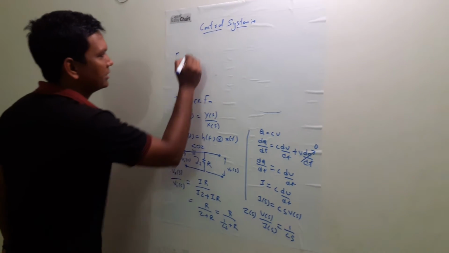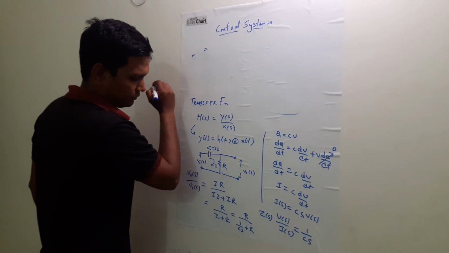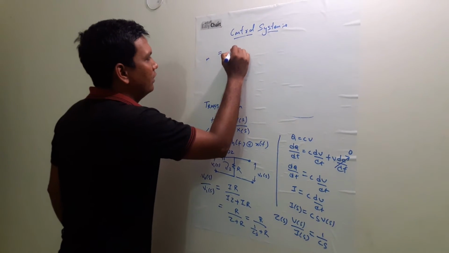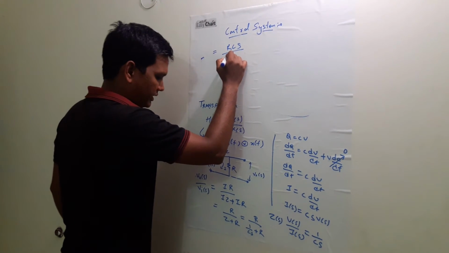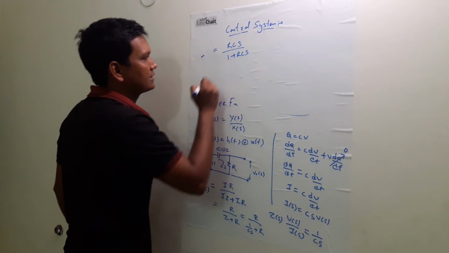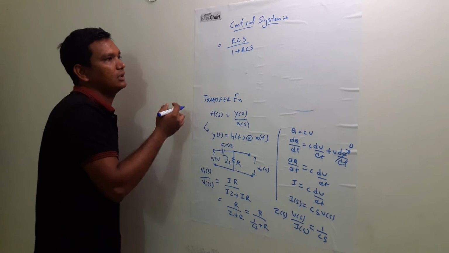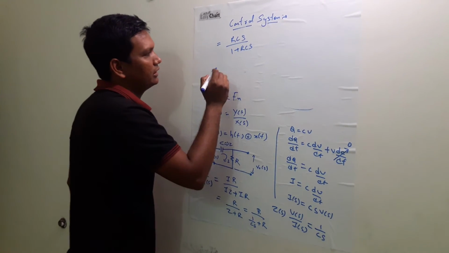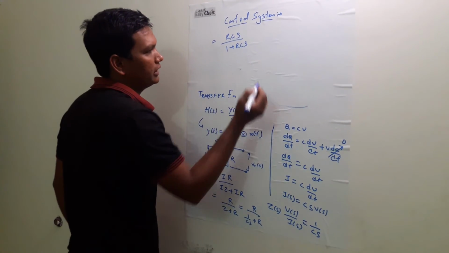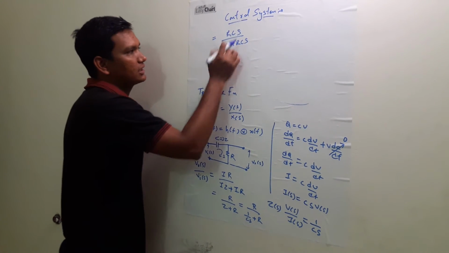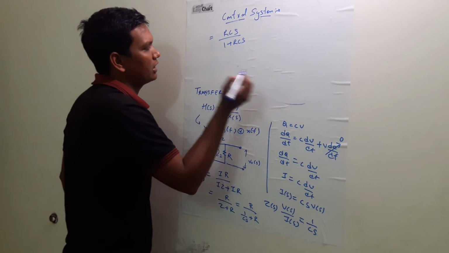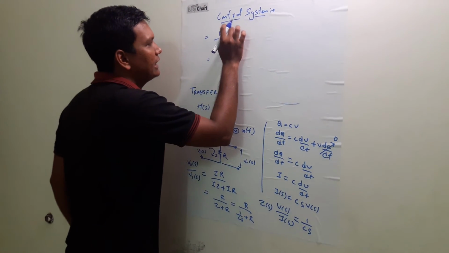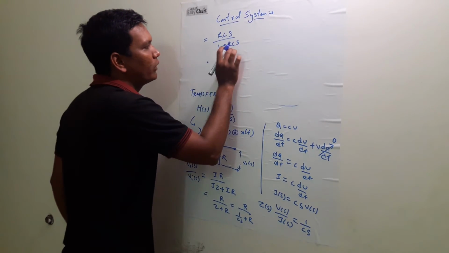Which will be nothing but RCs/(1+RCs). And what is this exactly? If you're smart enough and if you've studied Bode plots, I can plot this itself. Just for high-end information, I'm saying that it has one zero and one pole.